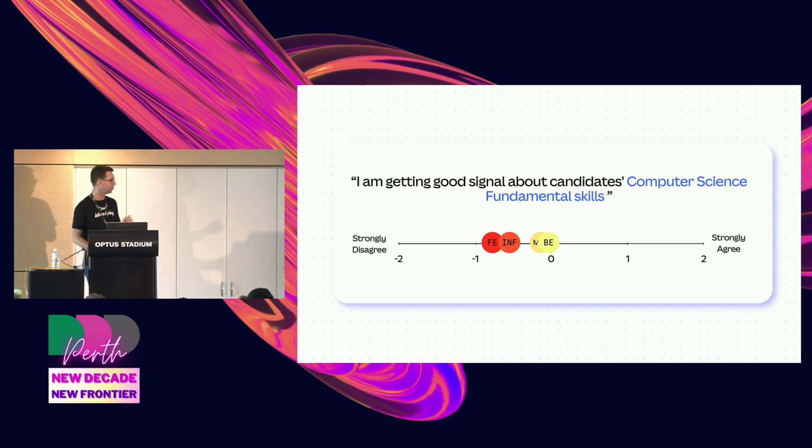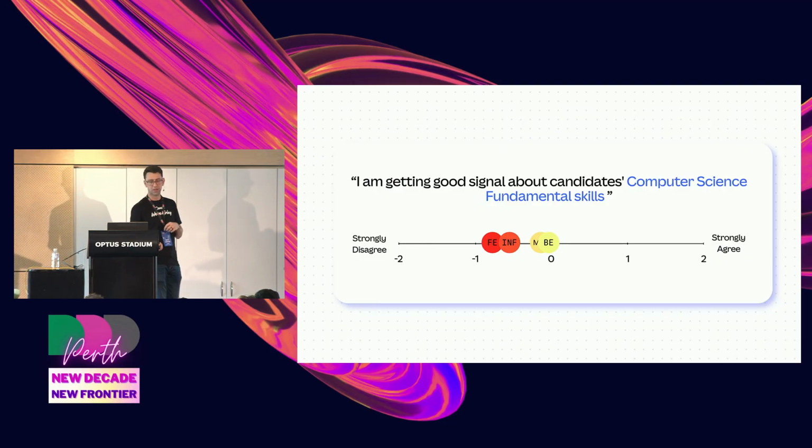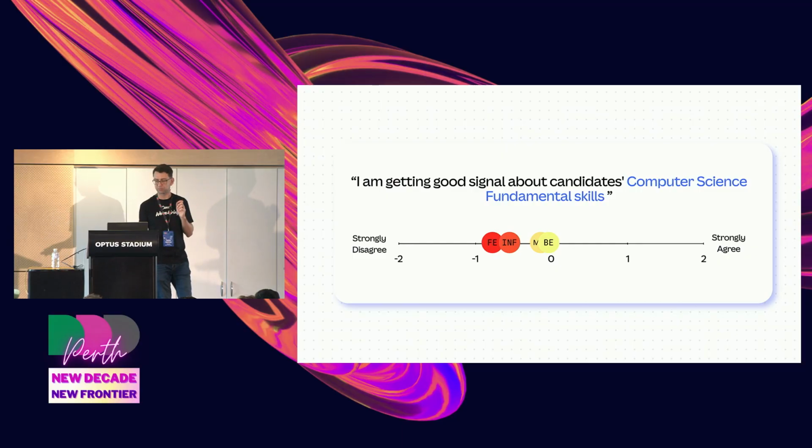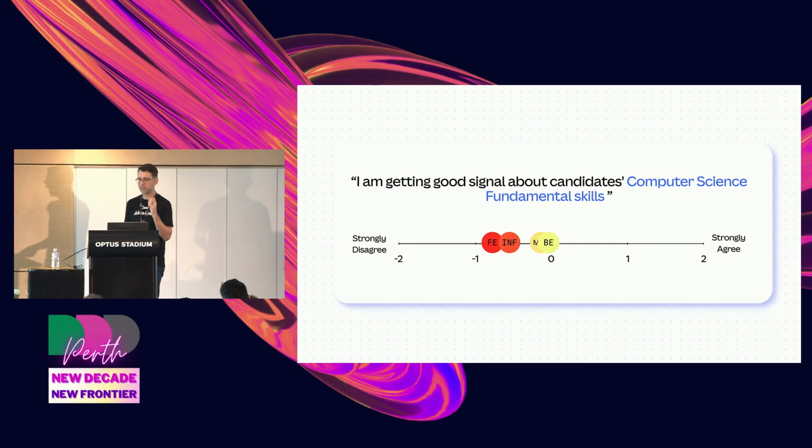But it wasn't all sunshine and rainbows, because when we asked about signal on computer science fundamentals, the results were far less encouraging. Back-end and machine learning engineers were roughly neutral, but the front-end and infra specialties showed really negative responses, with front-end particularly concerning. Now, the AI interview wasn't intended as a drop-in replacement for computer science fundamentals, but these negative responses told us that we still had some work to do here.